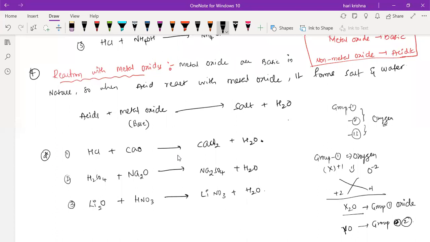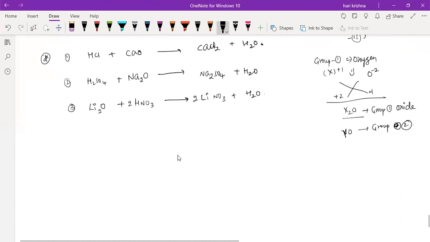Then what we can do? Sir, 2 LiNO3, 2 LiNO3, then 2 HNO3. That's it. 2 HNO3. Now it's balanced. Yes, sir. Is it clear for everyone? Any doubts? Clear. No doubt, sir.